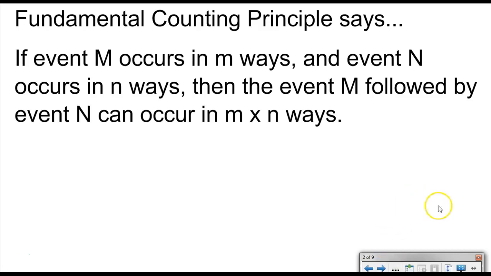Fundamental Counting Principle says, if event M occurs in M ways and event N occurs in N ways, then the event M followed by event N can occur in M times N ways. What does this mean? It's a whole lot of math. Well, not math, but words that lead into some math, which is the fun part. So let's look at an example.